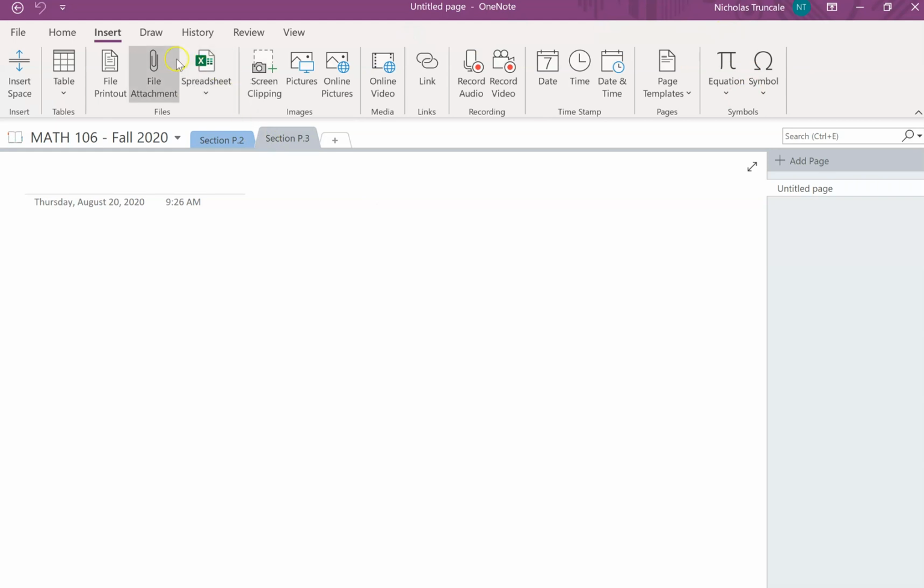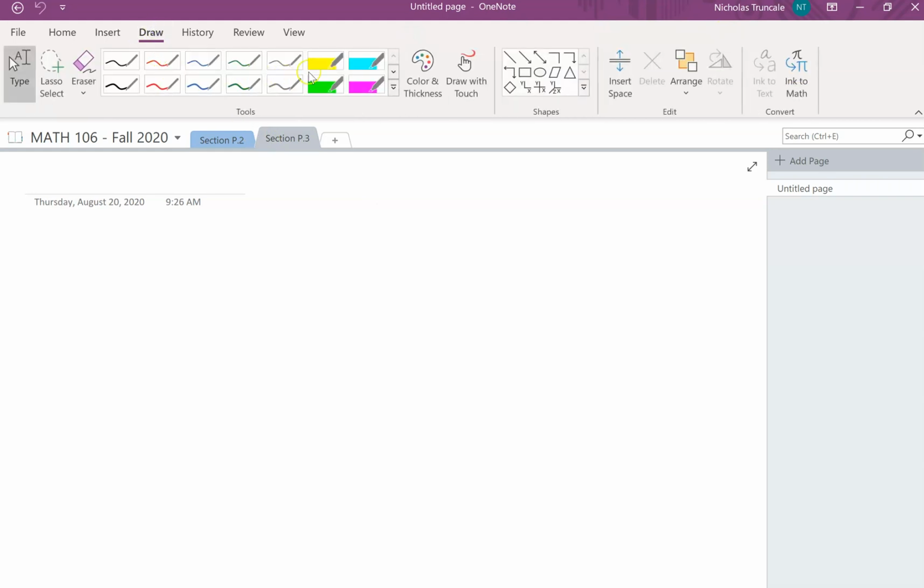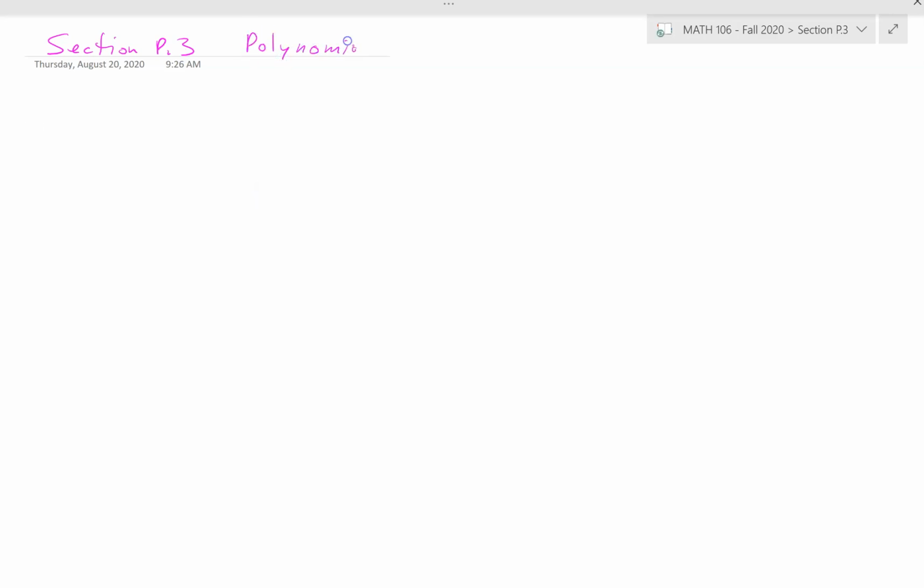Again, this could be a review, but not necessarily. It could be new to some people, or you haven't had it in so long that you don't remember. All right, so this is Section P.3, and it's on polynomials.